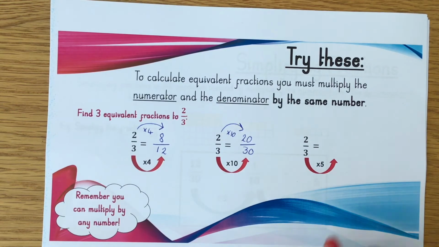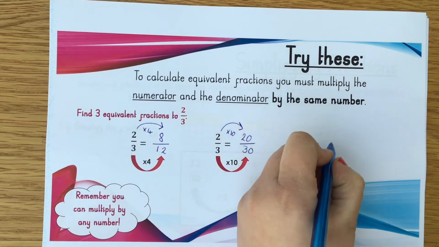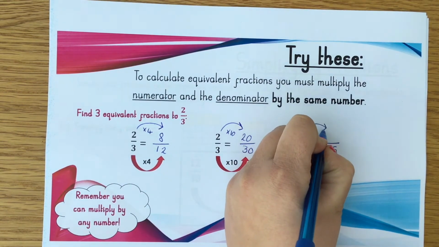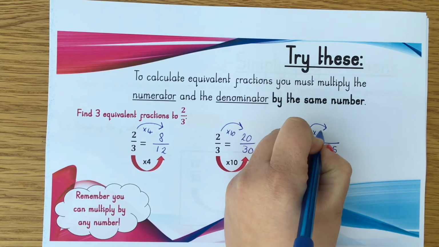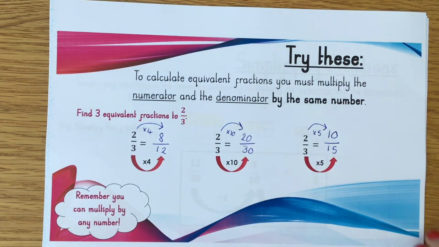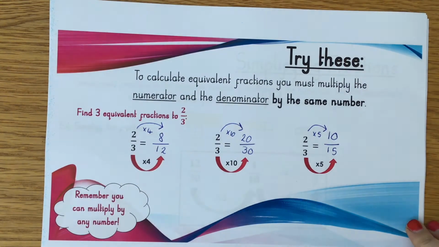And finally, my multiplier in the last one is 5. So 3 times 5 is 15. And same with the numerator, multiplied by 5. 2 times 5 is 10. So 10/15 are the same as 2/3.